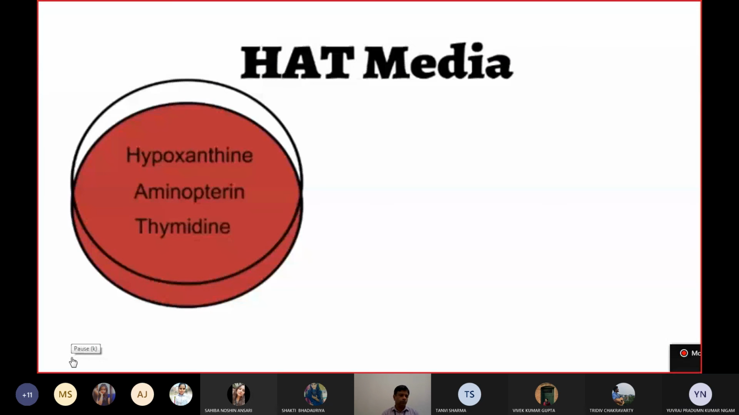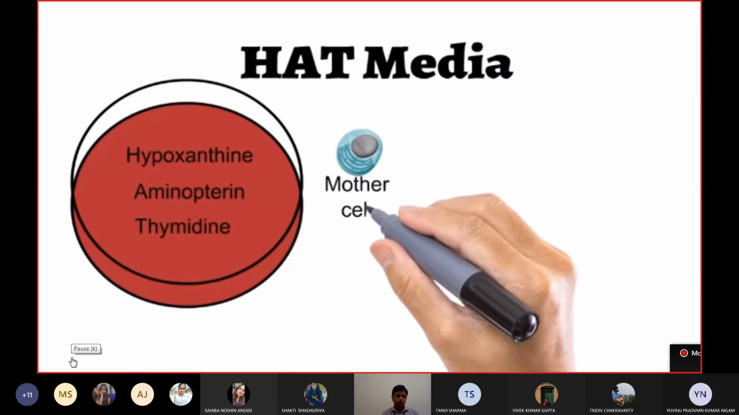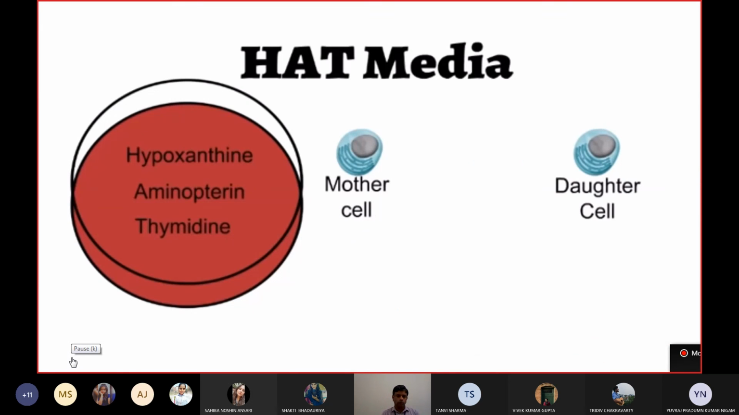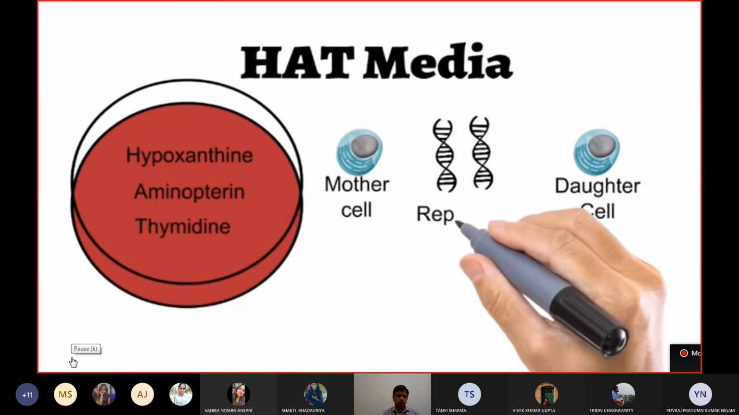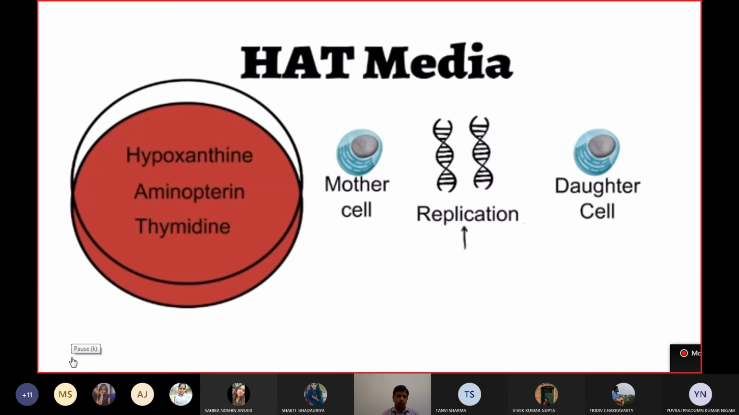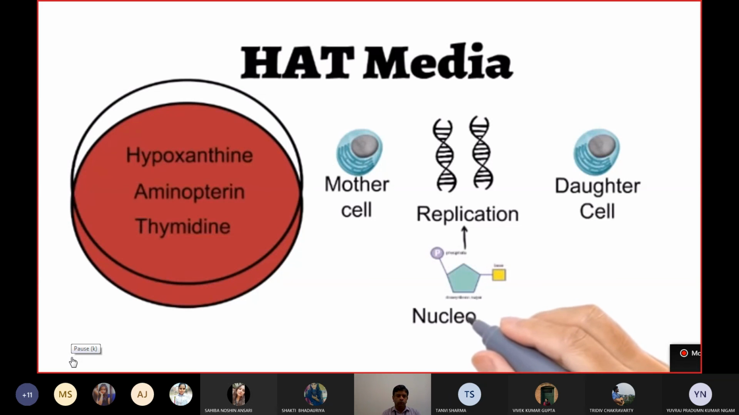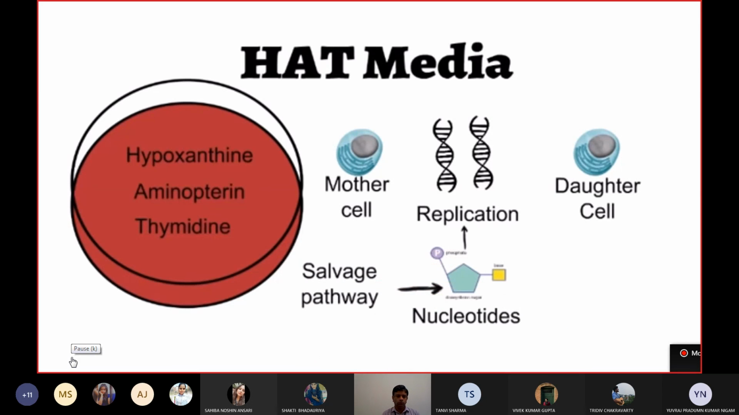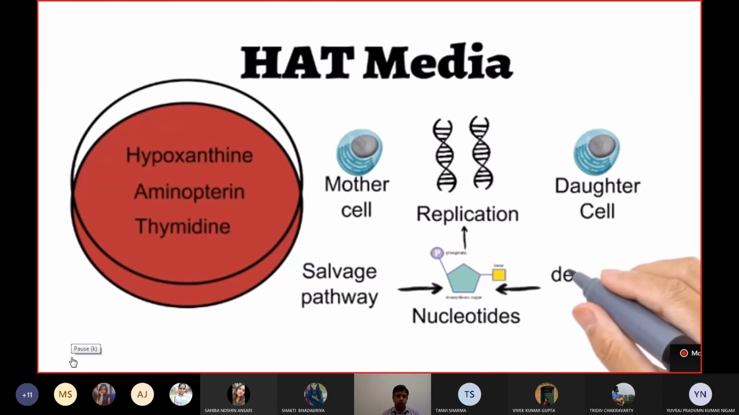present in the HAT media. See, whenever any cell divides in the artificial media, before dividing, it must synthesize the new copy of the DNA. And for that, it requires the synthesis of nucleotides. Nucleotides can be synthesized in two ways. Either the cell can go for the salvage pathway or it can go for de novo synthesis.